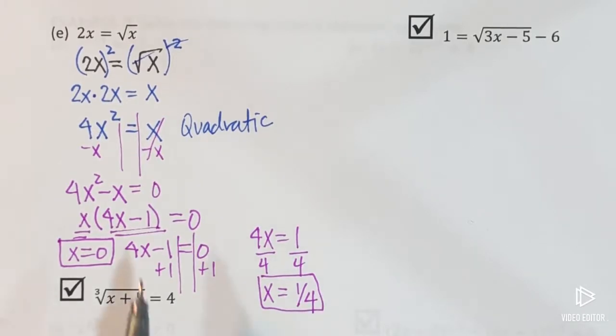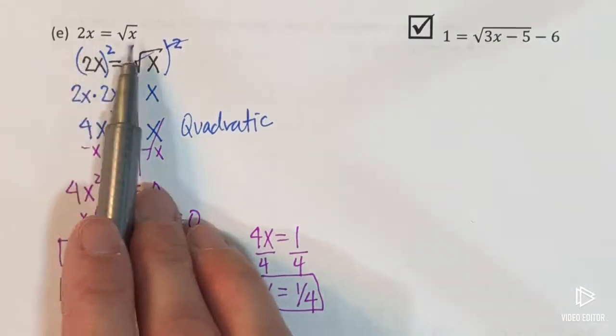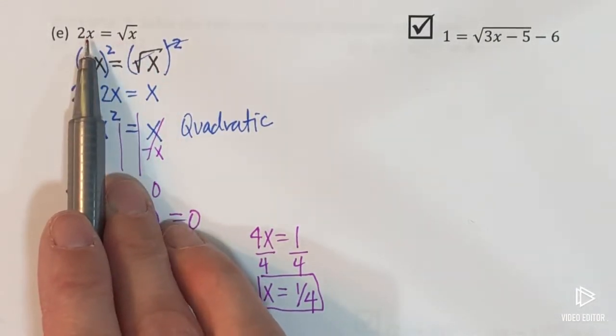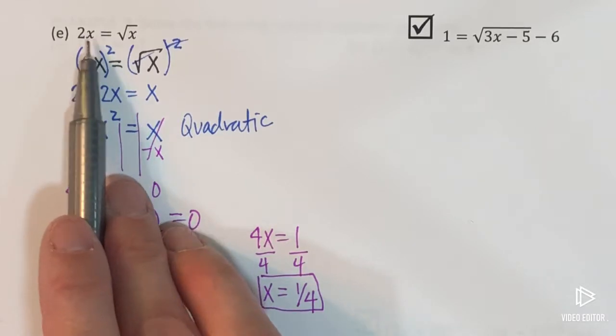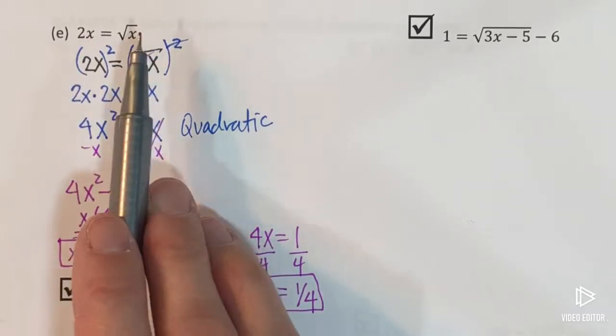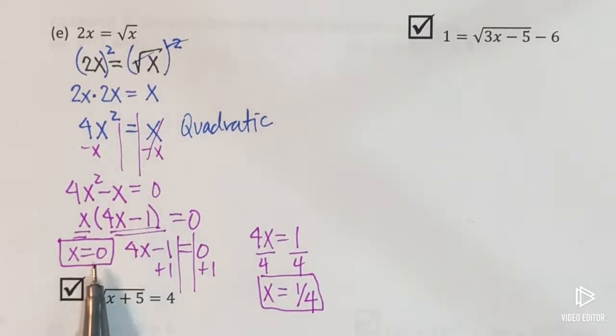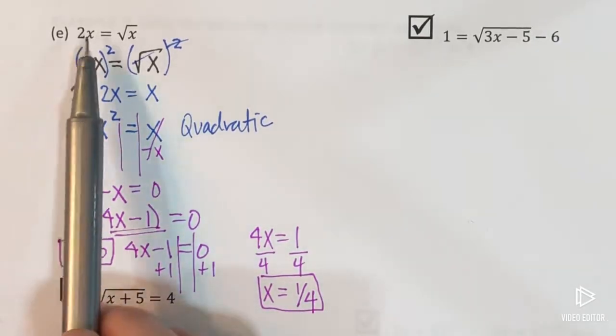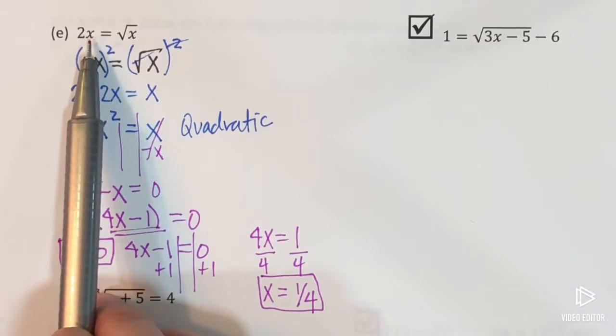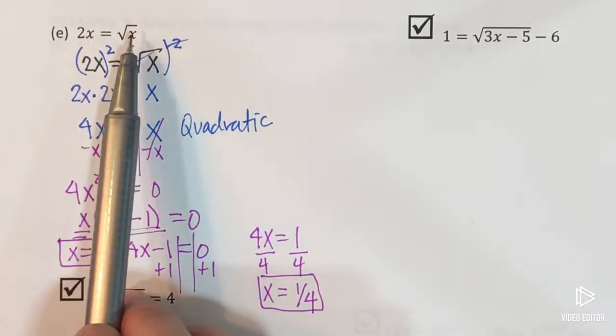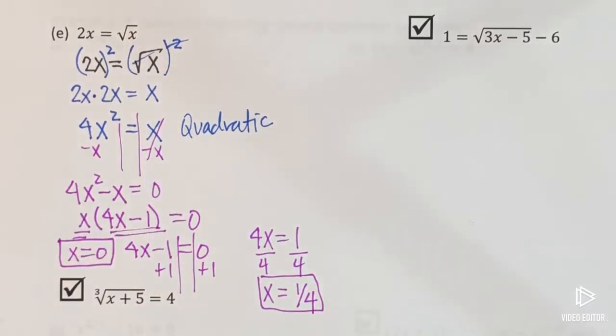Same as before, I'm plugging each of these numbers back into my original equation. When I plug in 0 for x over here on the left, 2 times 0 is 0. When I plug it in on the right, the square root of 0 is 0, and 0 equals 0. So 0 actually checks. When I do 1/4, 2 times a 4th gives me 1/2. And the square root of 1/4 is 1/2. So I end up with 1/2 equals 1/2. And you can go home and plug those in your calculator and make sure you actually get the left side to match the right side. But in this case, both of those answers work.